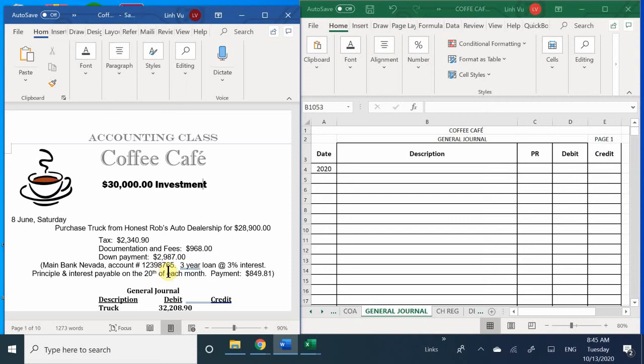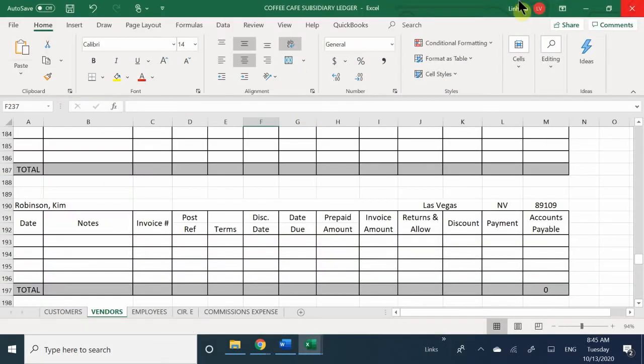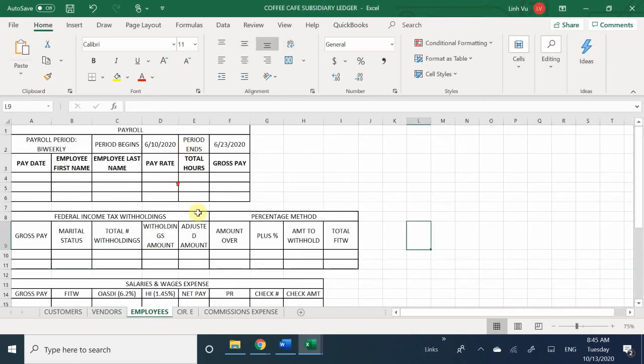Now, if you are downloading the actual Word file, you do need to have on the side the inventory worksheet as well as the payroll worksheet. For the payroll worksheet, that is actually going to be located in your subsidiary ledger under your employees because it's easier to compile things together in one workbook.